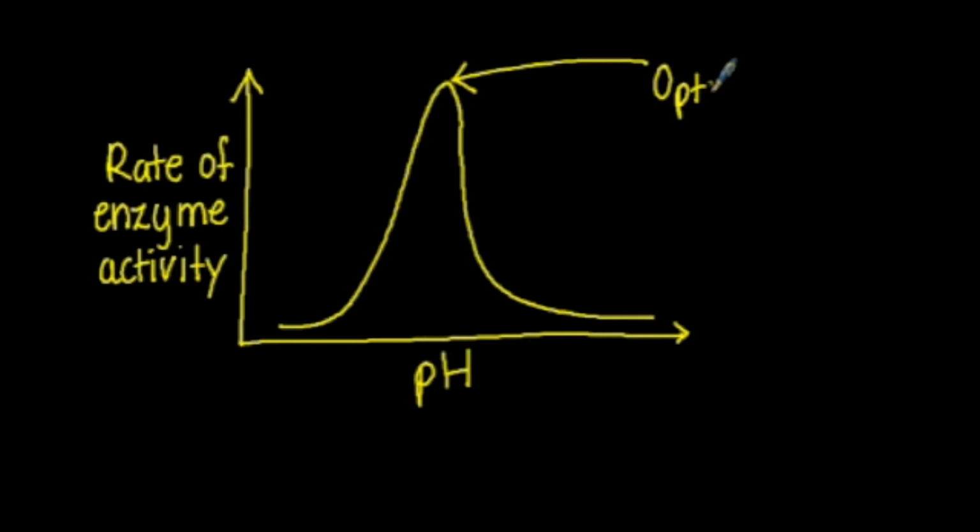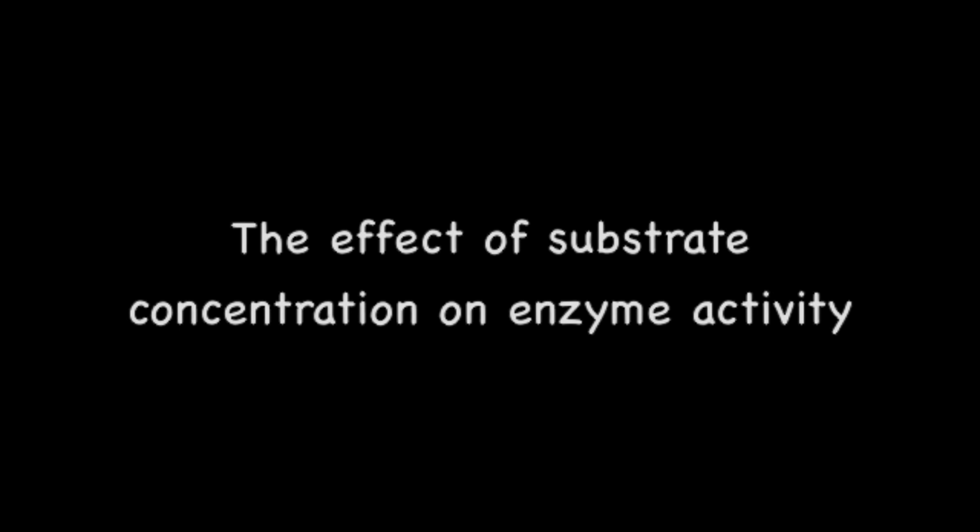The graph for the effect of pH on enzyme activity is very similar to that of temperature, although you might notice a more symmetrical decrease in rate of reaction either side of the optimum pH.